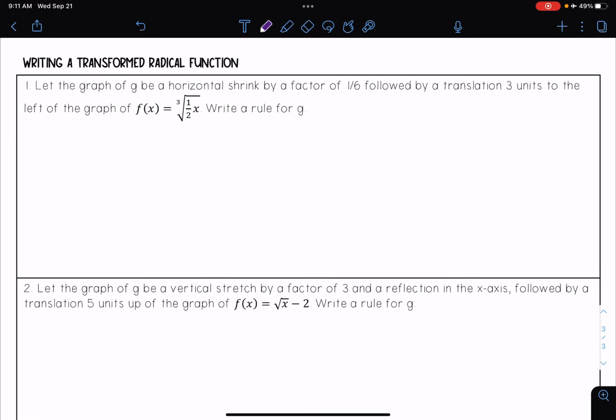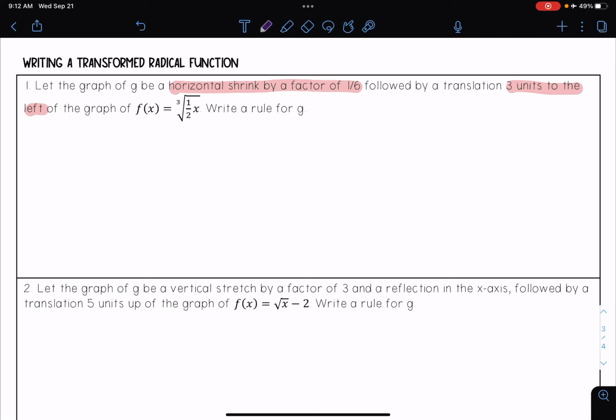In this last video, we're going to be looking at writing a transformed radical function when we're given its transformations. So number 1 says, let the graph of g be a horizontal shrink by a factor of 1/6, followed by a translation 3 units to the left of the graph of f of x equals the cubed root of 1/2 x. Write a rule for g.